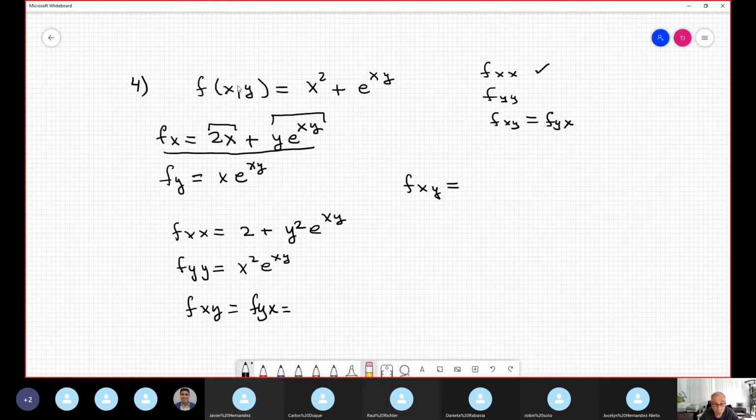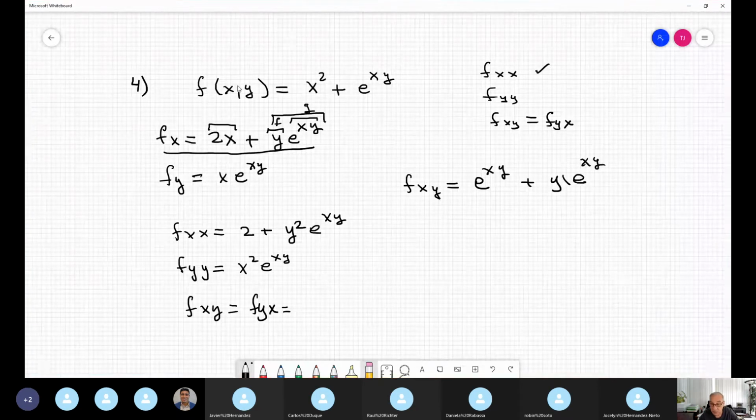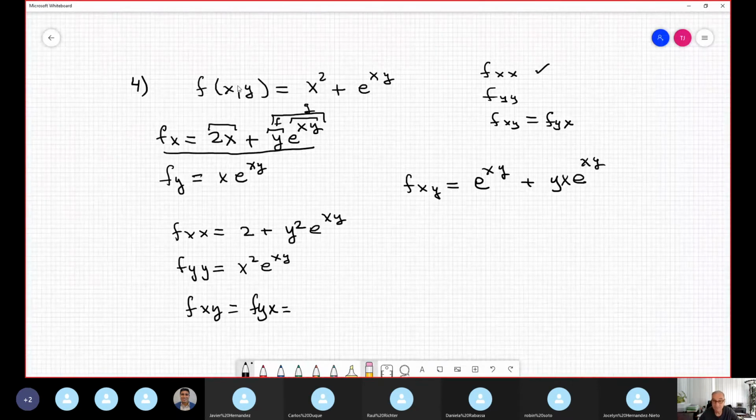In the product rule, you consider that this function is f, and this function is g. So the derivative of f with respect to y is 1, multiplied by e to the xy. This is the first part, plus. Now the second part is y, stays the same, y, and the derivative of the exponential, which is e to the xy, you differentiate with respect to y to get x, something like that.